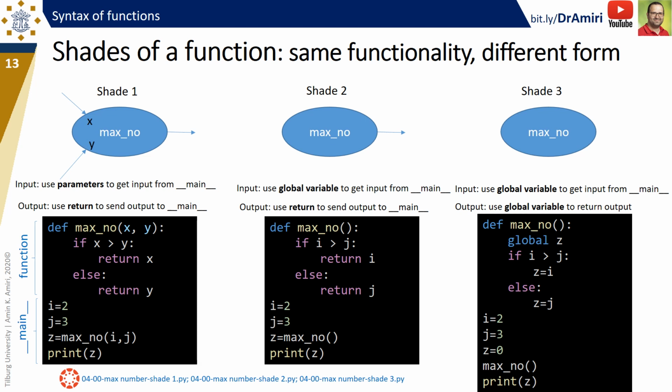So as you can see here, the function does not create any new variables in shade 3. It uses the variables that were already created in the main body of the code to do the calculation and processing of those variables.